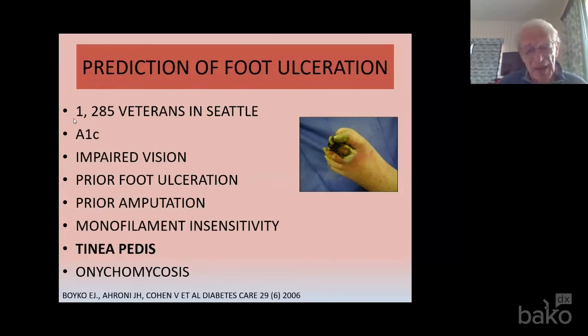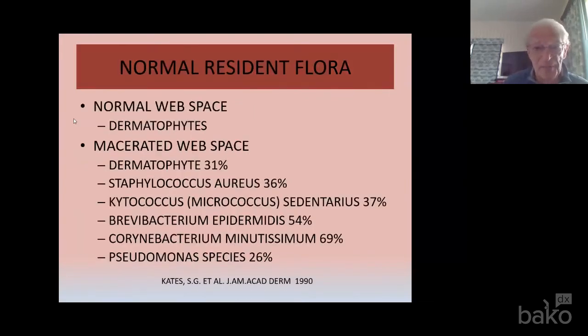This is a look at one such survey for the etiology of ulceration in diabetic patients. This is from the Seattle Veterans Administration Hospital, looking at risk factors for ulceration, and tinea pedis and onychomycosis are included in that study. And although I didn't slide it, we always have the classic work of Jeffrey Robbins that showed how onychomycosis is associated with increased risk of infection and ulceration and amputation.